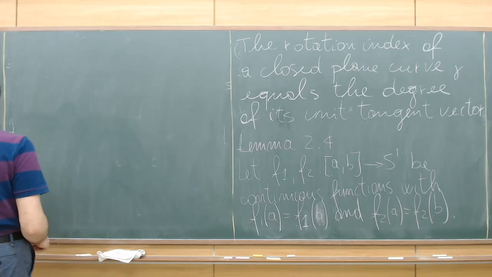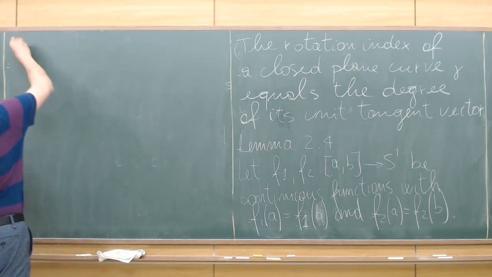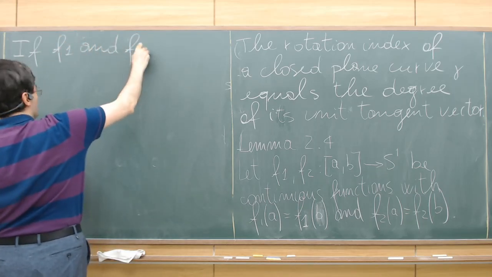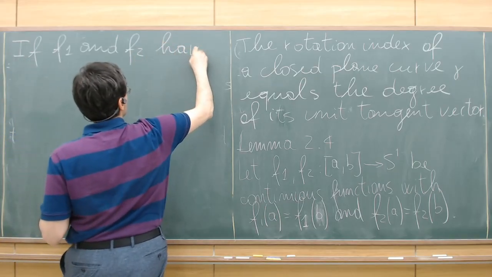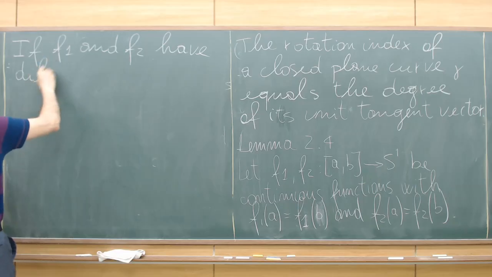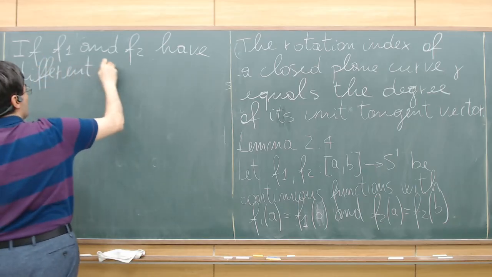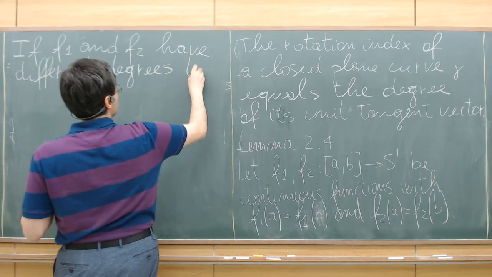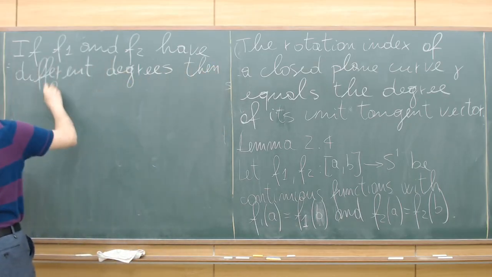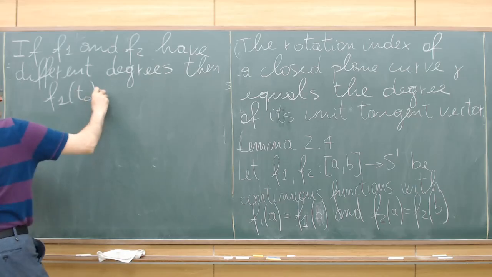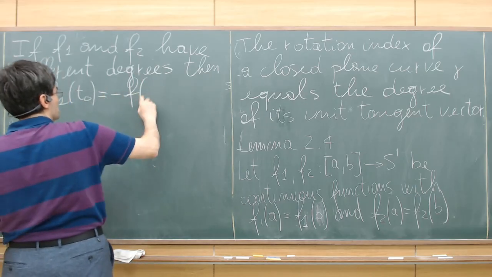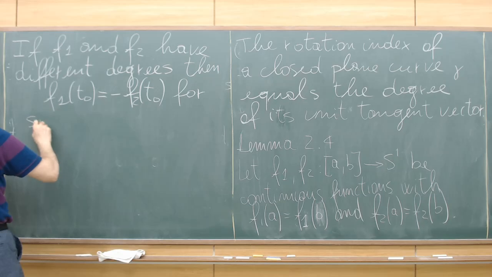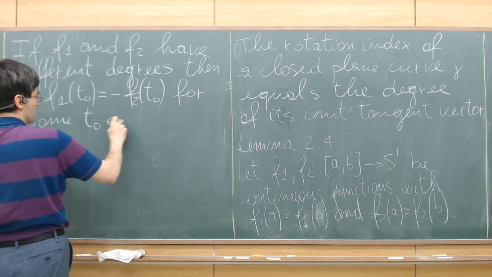And the statement of the thesis of the lemma is the following. If f1 and f2 have different degrees, then we have that f1 t0 is the opposite of f2 t0 for some t0 in [A, B].